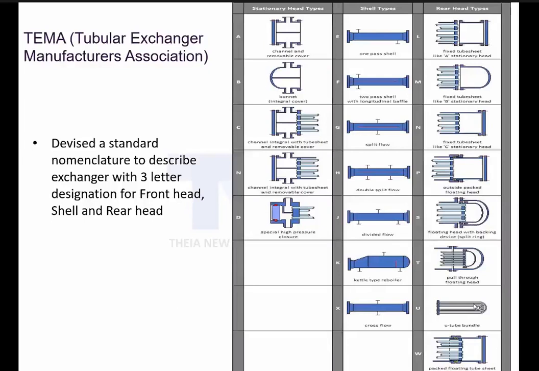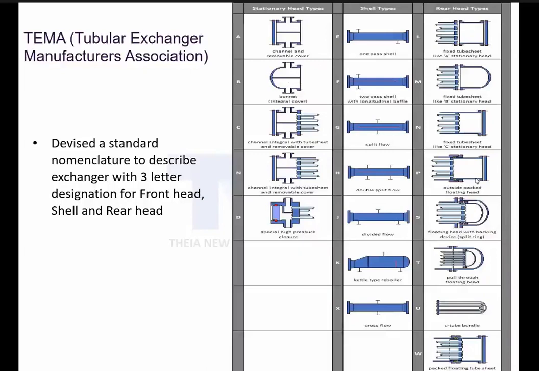Then sometimes industries go for B because they may say that the fluid is clean and I don't need to pull out tubes very frequently, and this is cost effective. So in that case, they will go for B. Now, this is the shell, the front end.